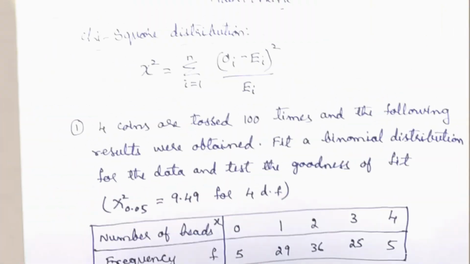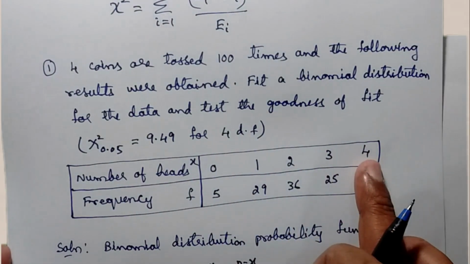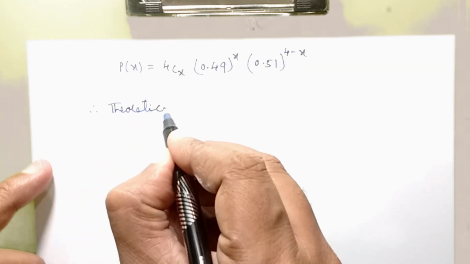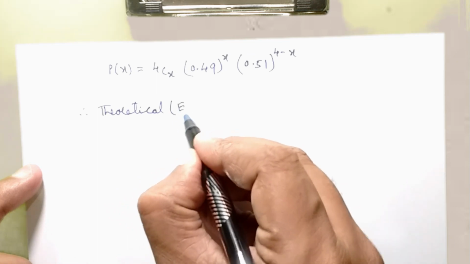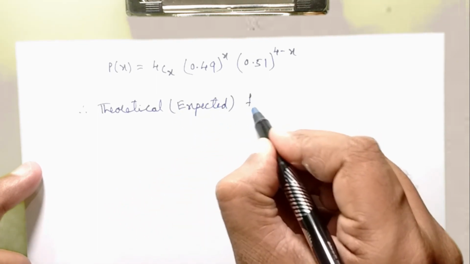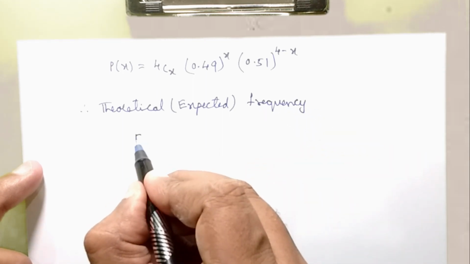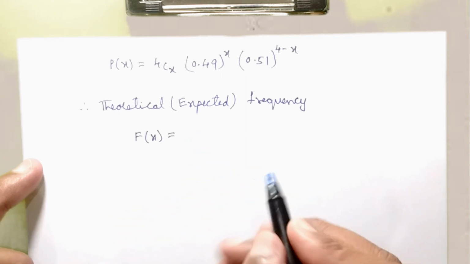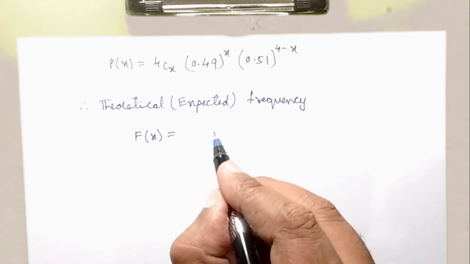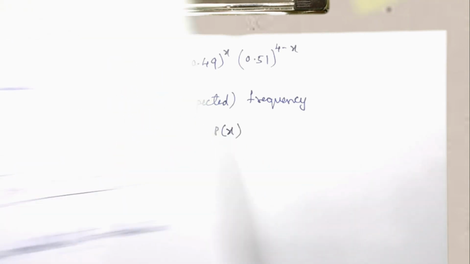Now for different values of X, you see the table, X value is 0, 1, 2, 3 and 4. What will be the theoretical frequency? We also call theoretical frequency the expected frequency. So expected frequency can be written as capital F of X equals total times P of X. So what is the total? Total is the frequency total.